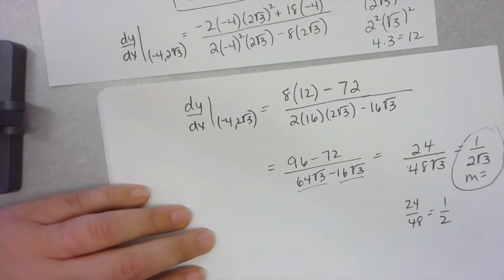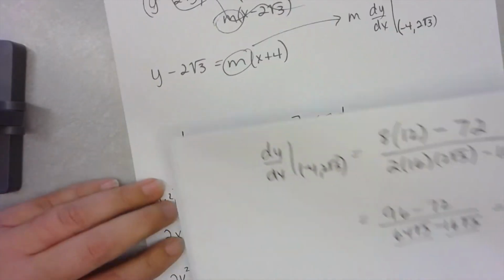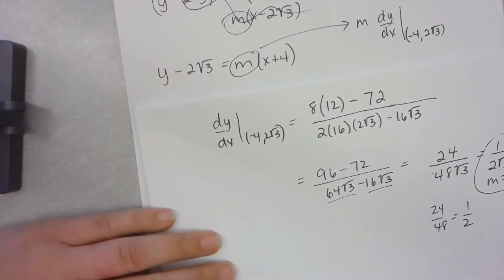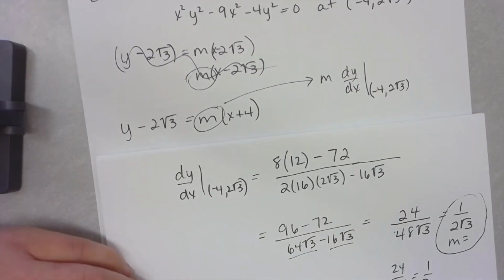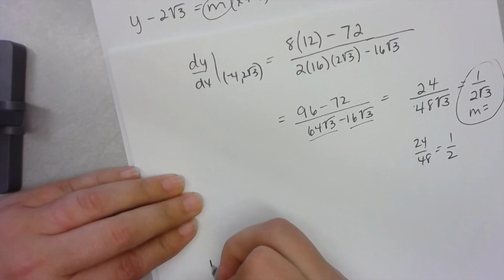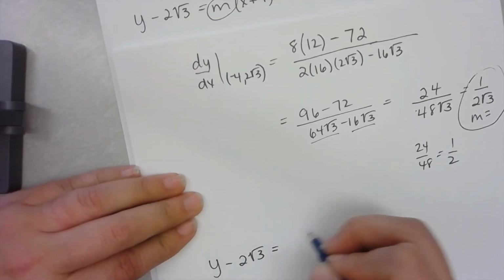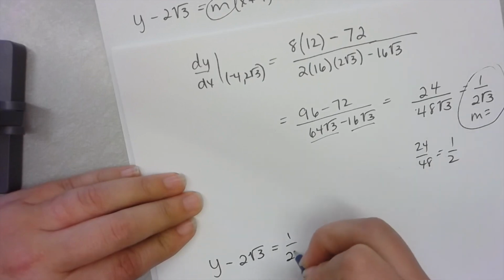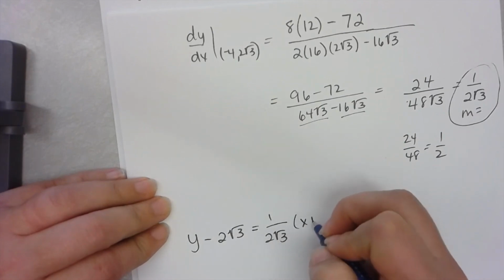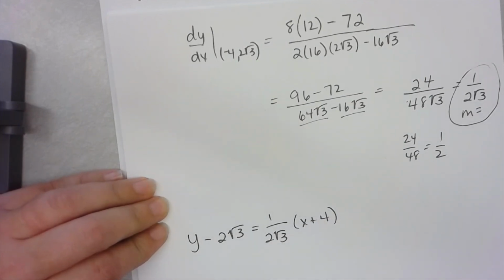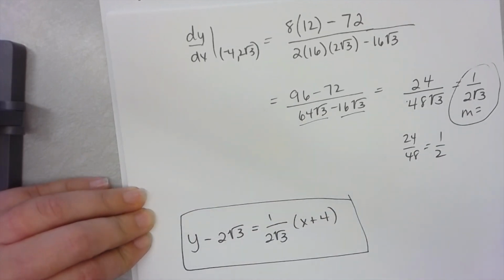So now I'm going to come back up here and pop the rest of this in my equation. I already had, because I was at the point (-4, 2 square root of 3), so the rest of my equation looks like y minus the y coordinate, which is 2 radical 3, equals my slope, 1 over 2 radical 3. You don't need to rationalize. Times x plus 4, because my x coordinate was negative 4. And that's my equation of my tangent line.